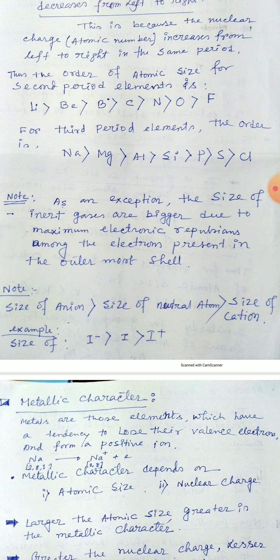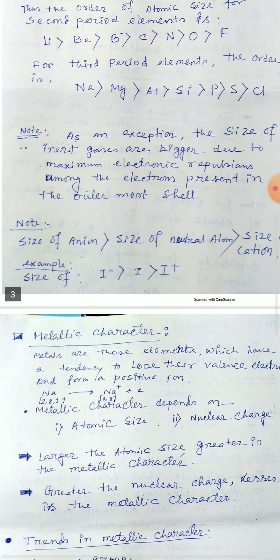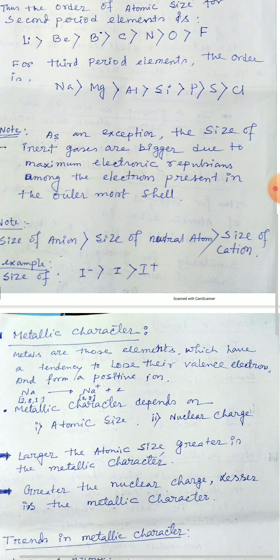And you have to remember one point: group 18 elements have unusually higher atomic size compared to group 17 and 16 elements. So you have to just ignore group 18. Note, as an exception, the size of inert gases, that is group 18 elements, is higher due to maximum electronic repulsion among the electrons present in the outermost shell of noble gases, or inert gases.